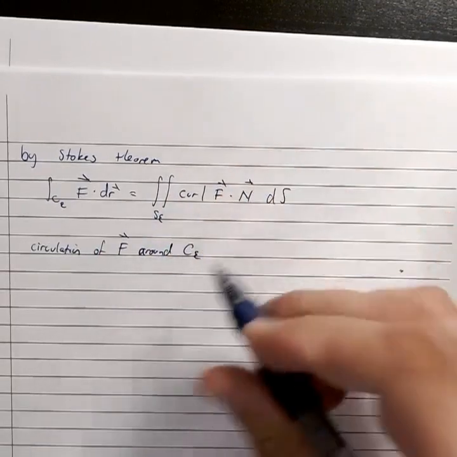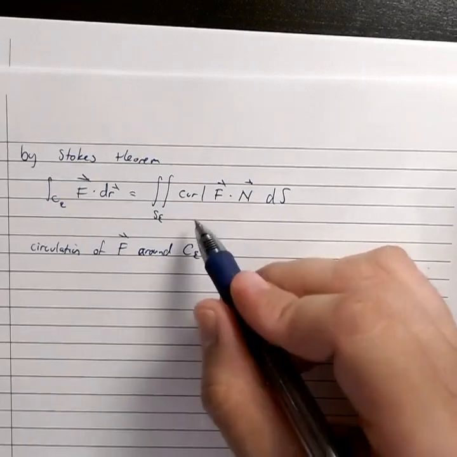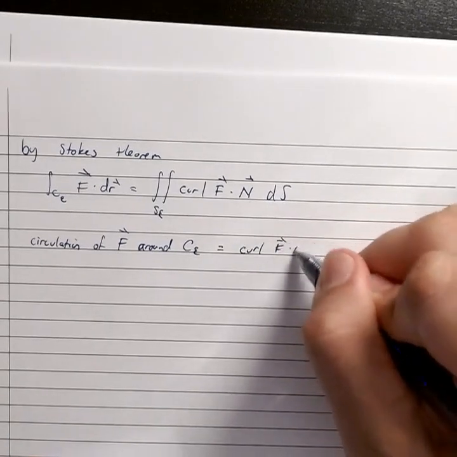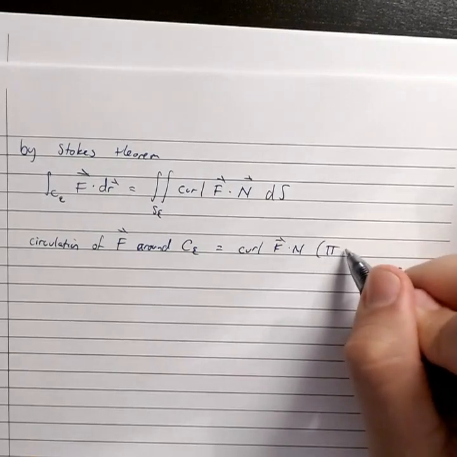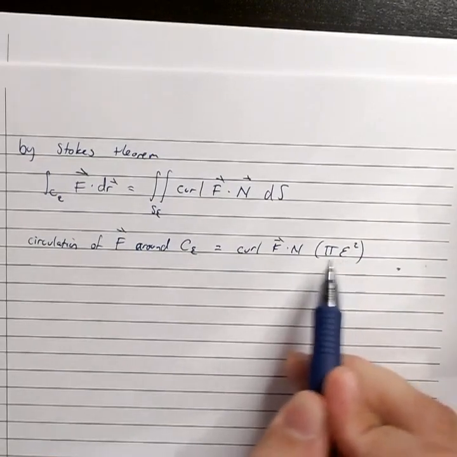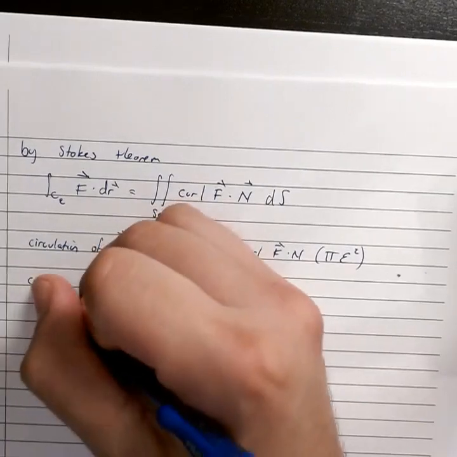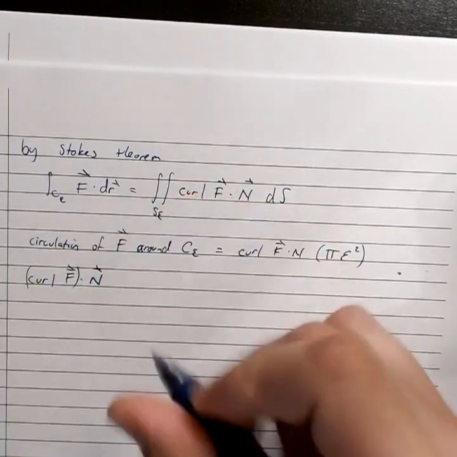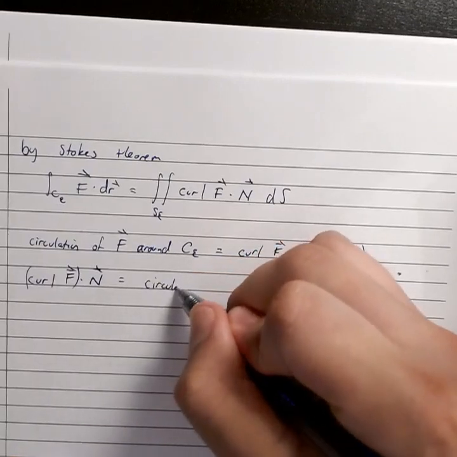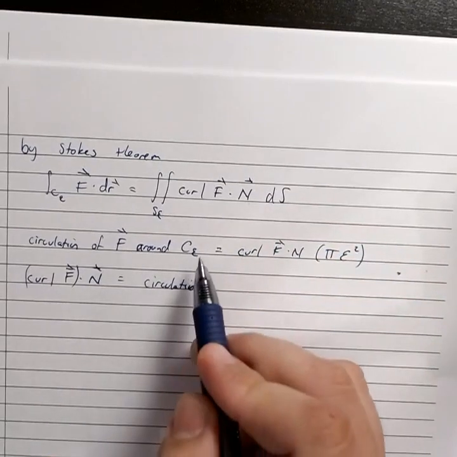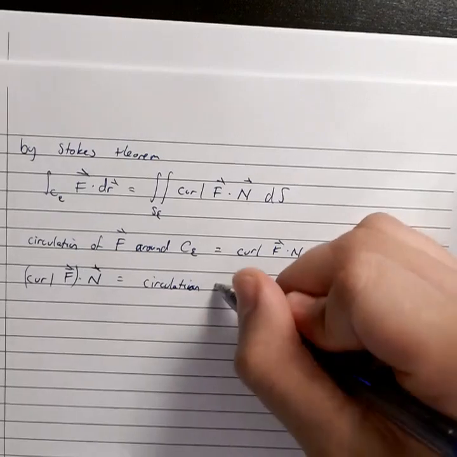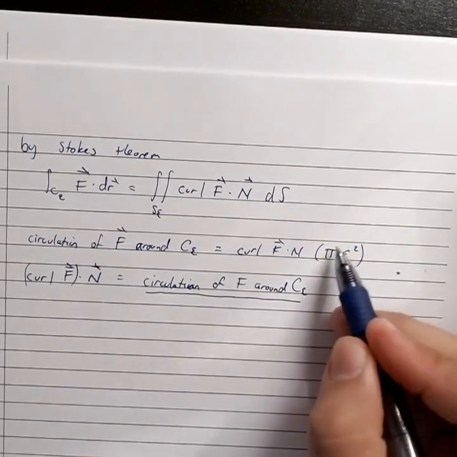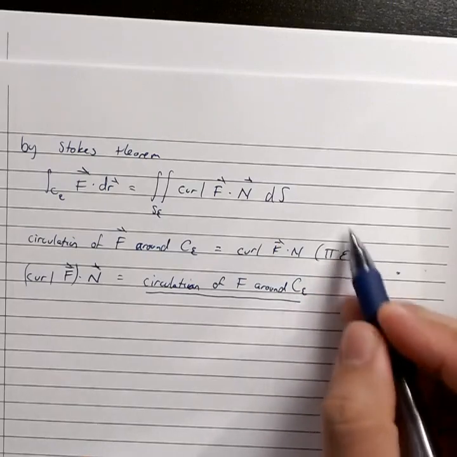around C epsilon, and that's going to be at least approximately equal, because over here we made an approximation, to the curl of f dot n times pi epsilon squared. But if I divide this over to the other side, this gives us the physical interpretation of what the curl is. The curl of f dot n is equal to the circulation, the tendency for my vector field to want to go around this little loop, the circulation of f around C sub epsilon, divided by, well, that's just the area of the little disk. This is the area inside of S sub epsilon.